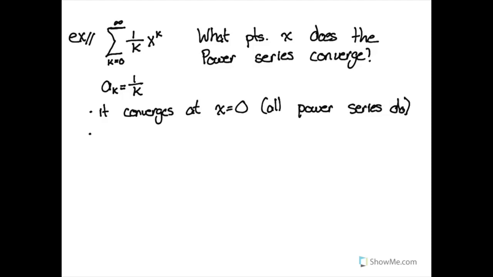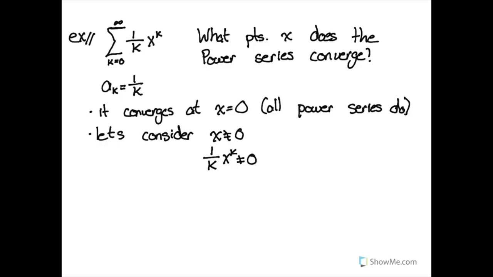Now let's consider the points x not equal to 0. Well, since x is not equal to 0, we can see from our power series that 1 over k times x to the k is not equal to 0, right? Because 1 over k is not 0 and x to the k is not 0.